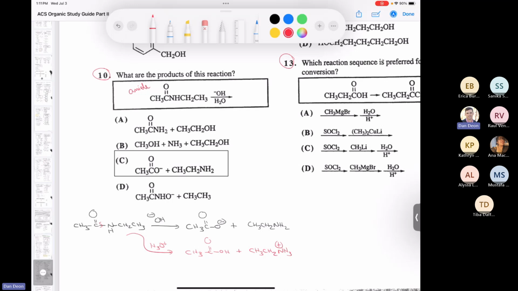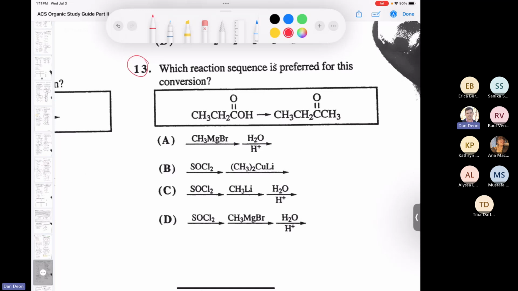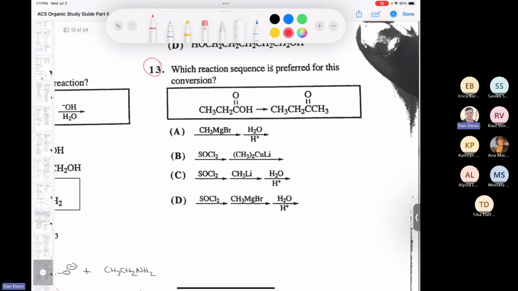Okay, let's move on to question number 13, which is a really good one. Question number 13 just says, which reaction sequence is preferred for this conversion? So we want to take propionic acid. So this is propionic acid, and we want to make butanone. Remember, it's not 2-butanone. Butanone. 2-butanone would be redundant because there's only one place the carbonyl can be if you have a ketone.